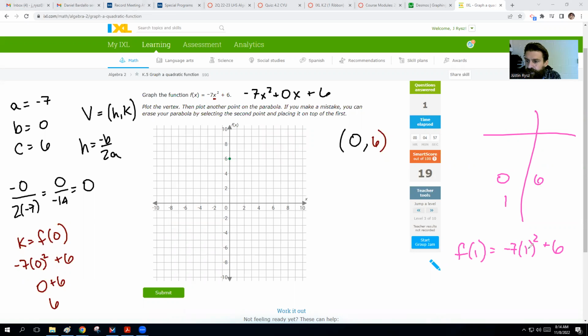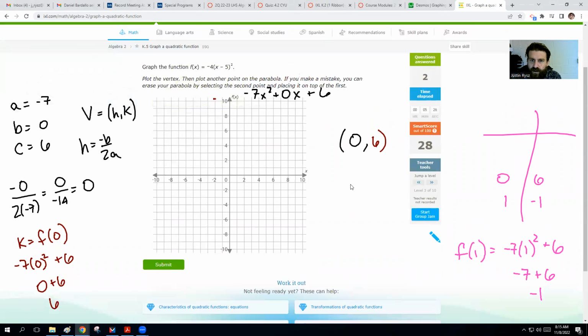1 times 1 is 1, and then times it by the negative 7 on the outside here. So this would be negative 7 plus 6. Negative 7 plus 6 is negative 1. So that means another point here is at 1, negative 1. So we're going to go over to 1 and go down to 1. There we go. If we look, this makes a sad face parabola, which makes sense because A is negative.